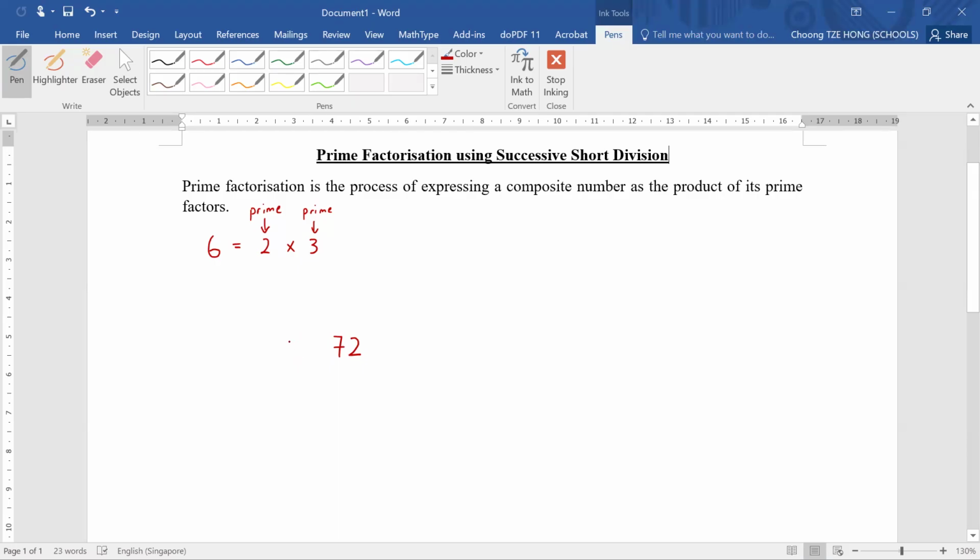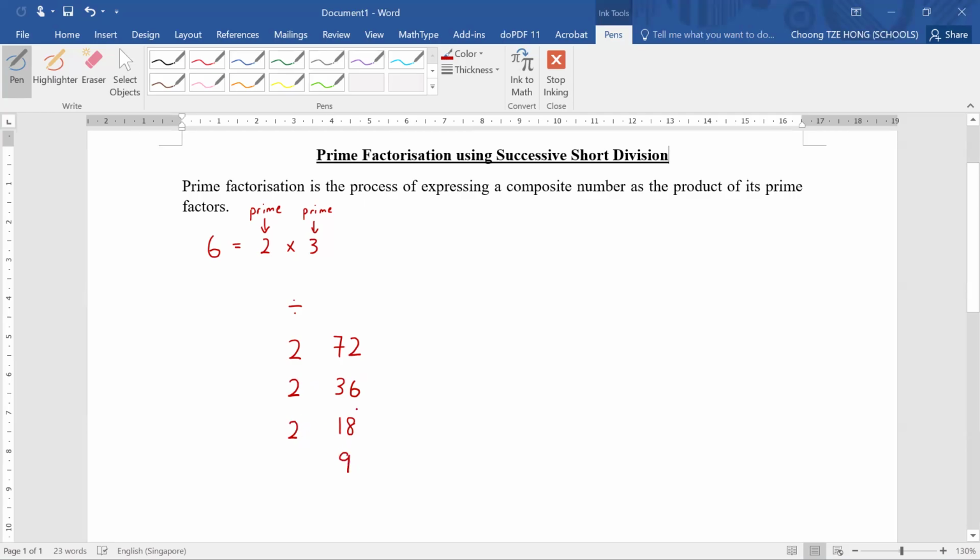So we will divide 72 by 2. Over here we are dividing. We will end up with 36. Then we ask ourselves, can we further divide 36 by another prime number? 36 is still an even number, so we will divide by 2. Essentially, every time you have an even number, you will want to divide it by the smallest prime number, which is 2. So 36 divided by 2 gives us 18. Then 18 is still an even number, so we can still divide by 2, and we will get 9.